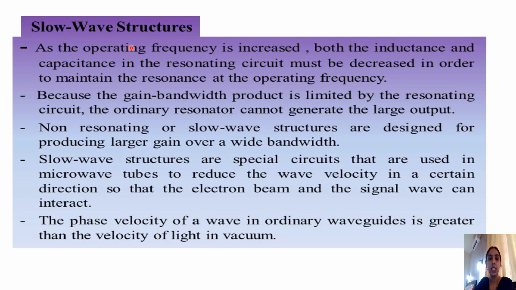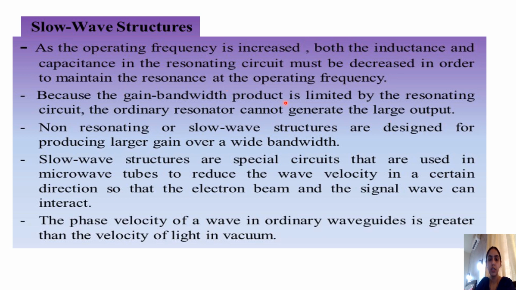We have seen that in the travelling wave tube, we have used a helical slow wave structure. What is the need of actually incorporating this slow wave structure in our travelling wave tube? When the operating frequency is increased, both the inductance and the capacitance in the resonating circuit must be decreased in order to maintain resonance at the operating frequency. These principles we have already seen in the case of the cavity resonator. So, we cannot have an ordinary resonator to generate such a large output.